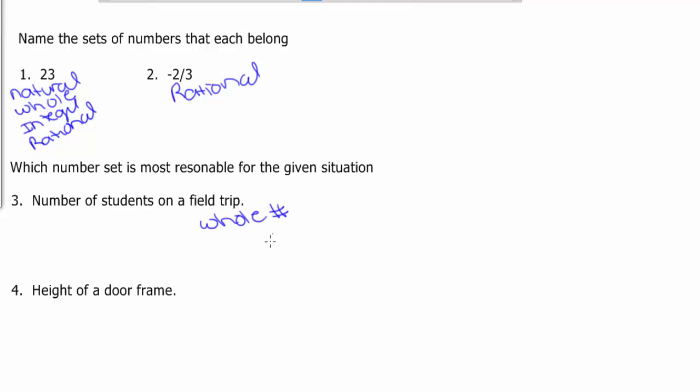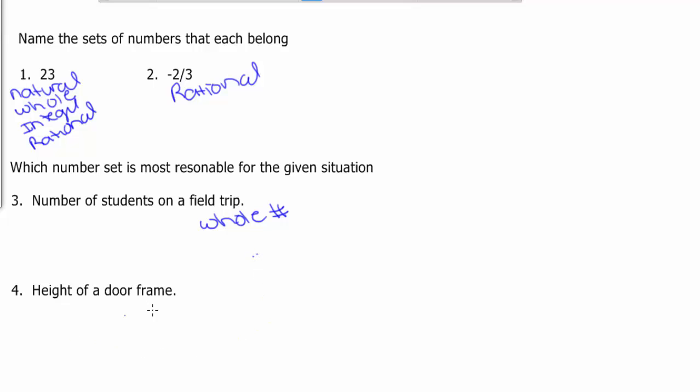And why not an integer? Because integers cover negatives. Rationals cover negatives. Whole numbers, now someone might argue you can't have 0 people go on a field trip. Well, I guess you could, so I would probably take whole or natural, because I think there's an argument there. But whole number, technically you could have 0 people go on a field trip.